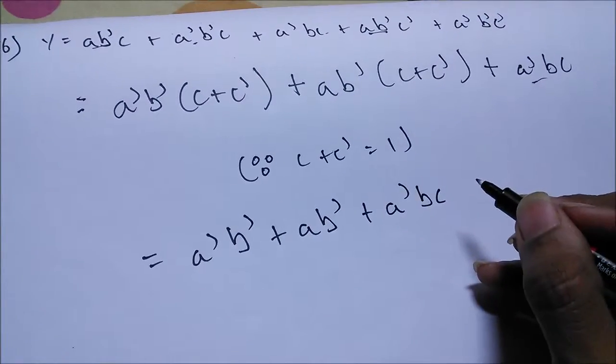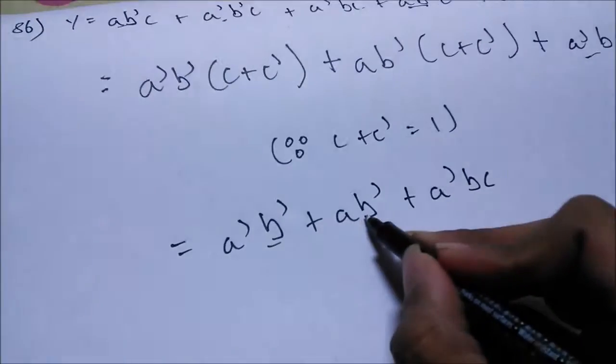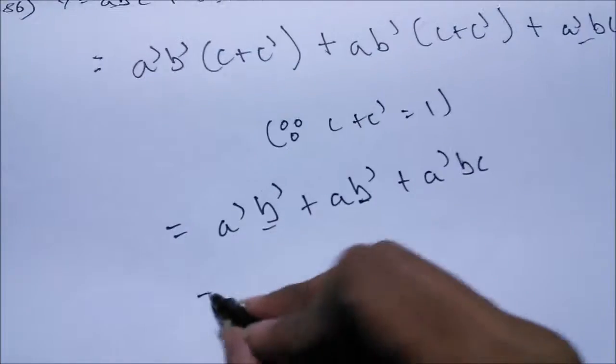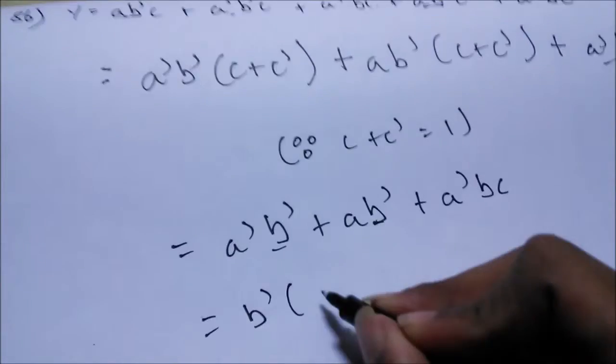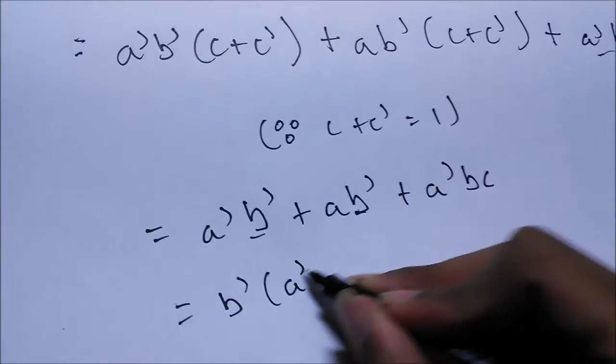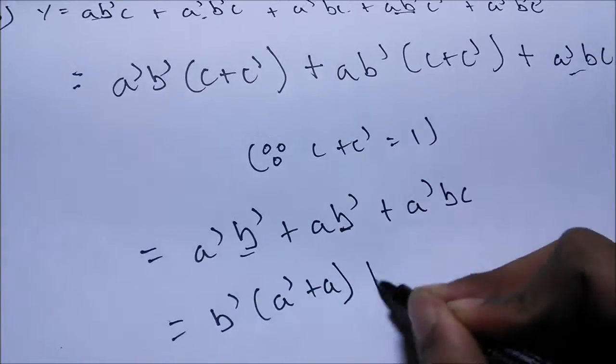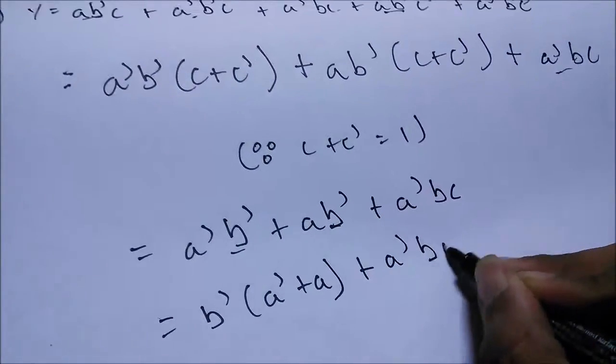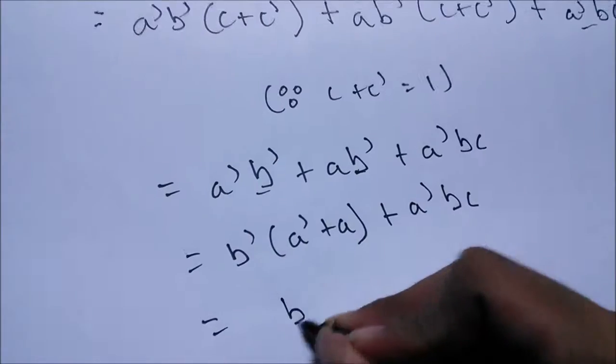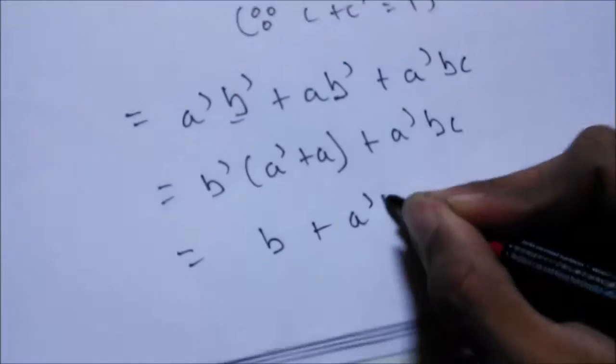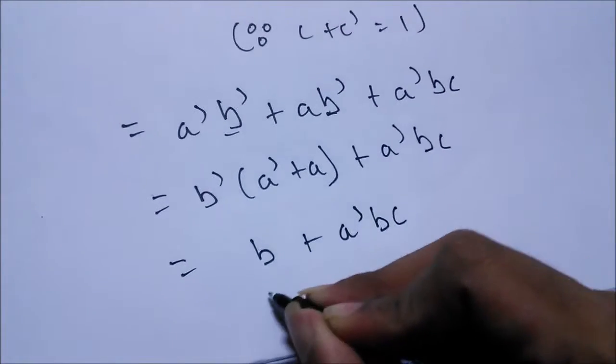Now we can see that b dash is common in these two. So we can take that common and write it as b dash into a dash plus a, which gives us b dash plus a dash bc as the final answer.